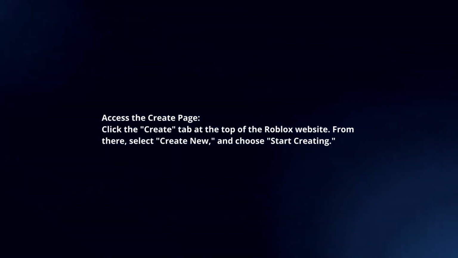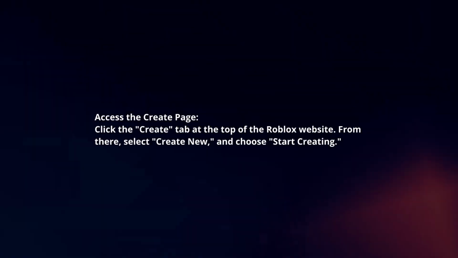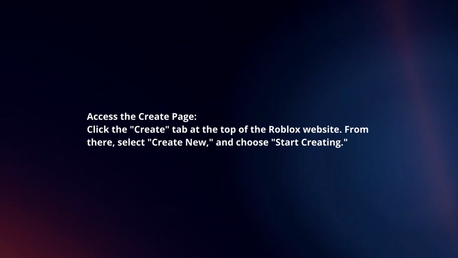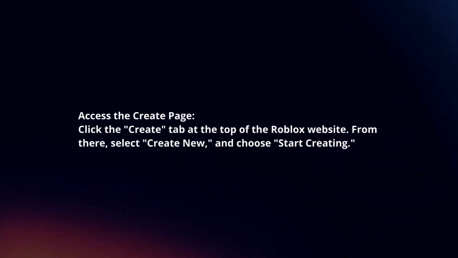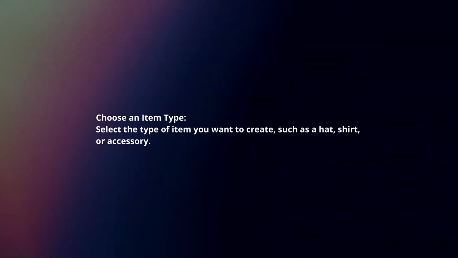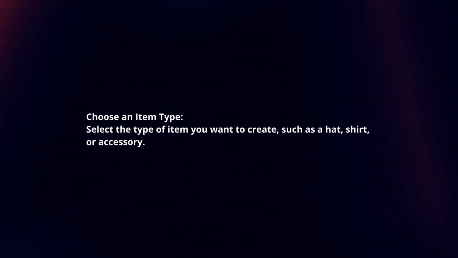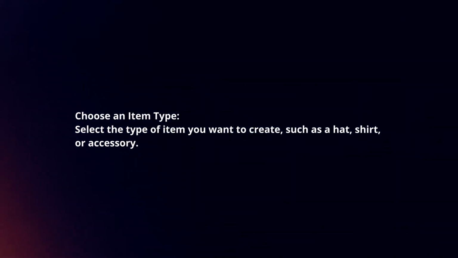Access the Create page. Click the Create tab at the top of the Roblox website. From there, select Create New and choose Start Creating. Choose an item type. Select the type of item you want to create, such as a hat, shirt, or accessory.